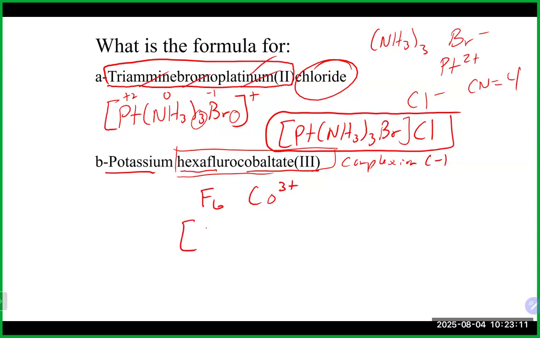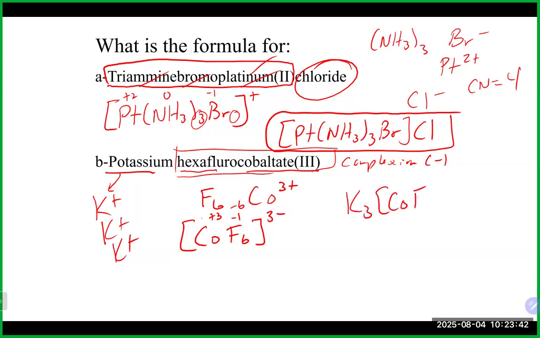Putting my complex ion components together, I have a +3 here, and -1 with 6 of them, -6. That is going to give me a -3 overall for my complex ion in this case. That is important for our counter ion here, which is potassium, K+. That means I need not 1, not 2, but 3 of those potassiums to balance it out. That would get me K3CoF6 in this case, right?